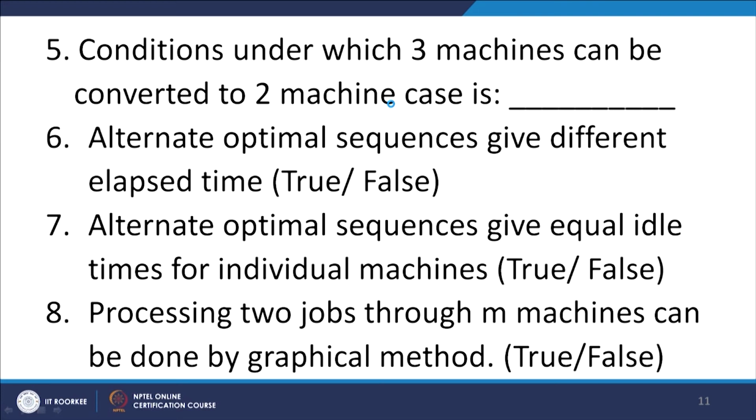Question number 6. Alternate optimum sequences give different elapsed times, true or false? Question number 7. Alternate optimal sequences give equal idle times for individual machines. True or false?